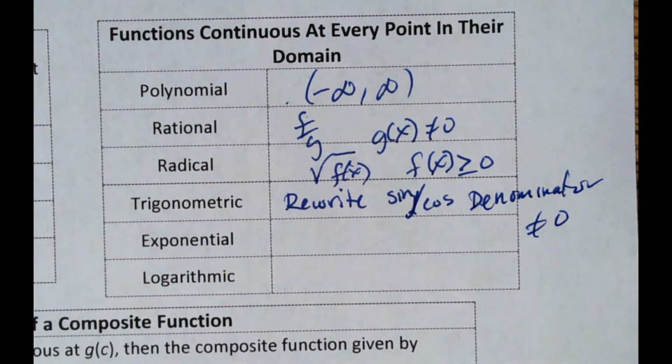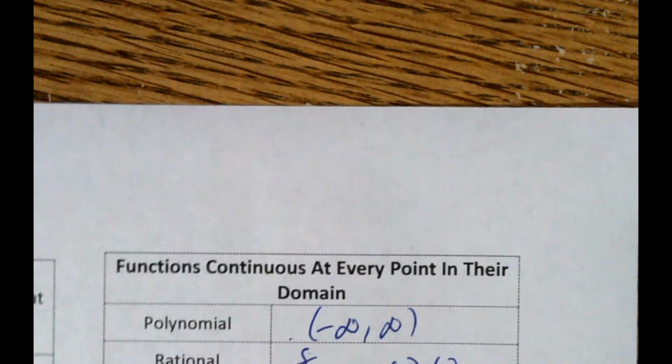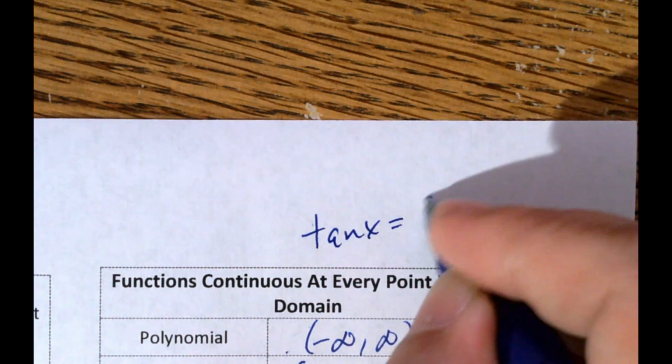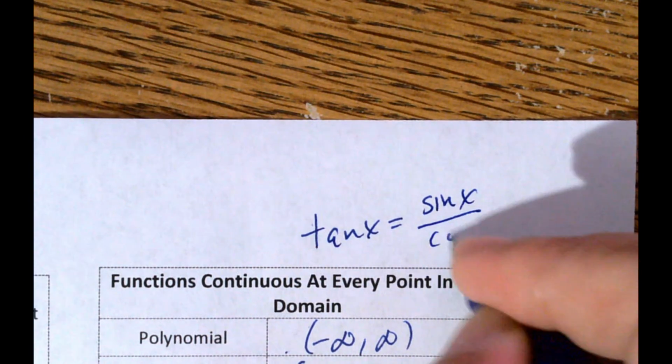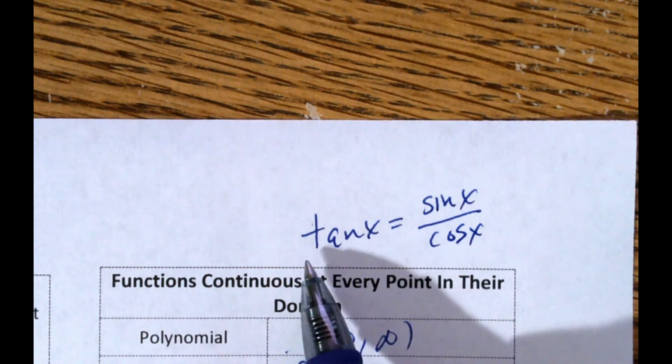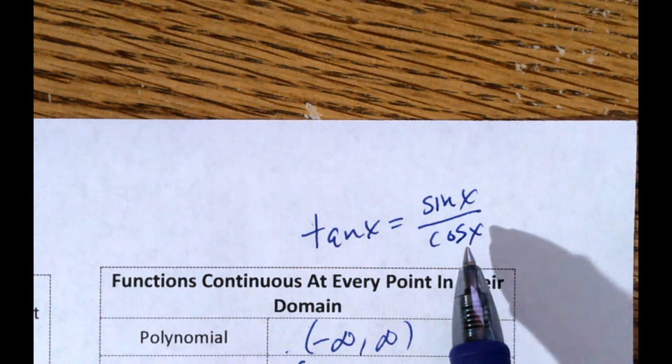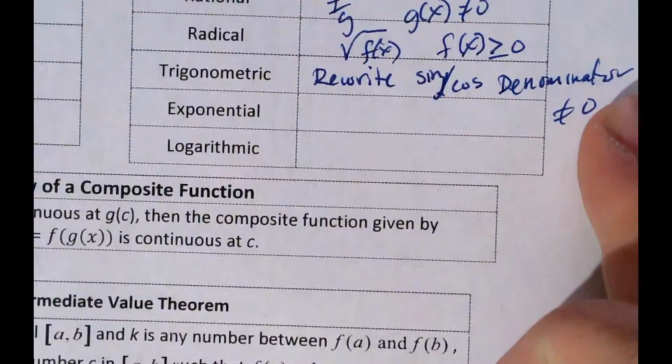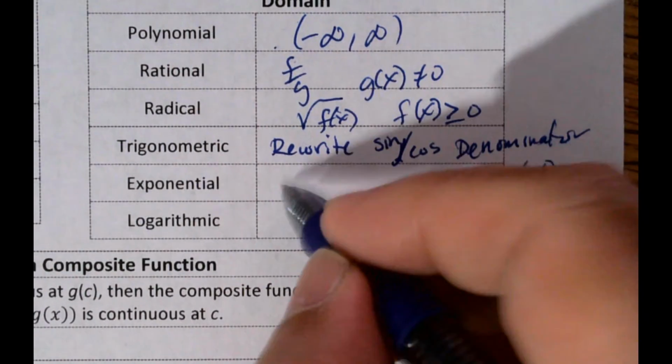So for example, tangent x. If you rewrite tangent x as sine over cosine, so tangent is not continuous when cosine x equals 0. Exponential is continuous for all real numbers.